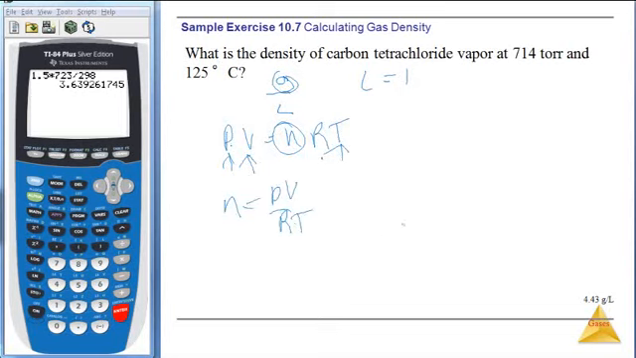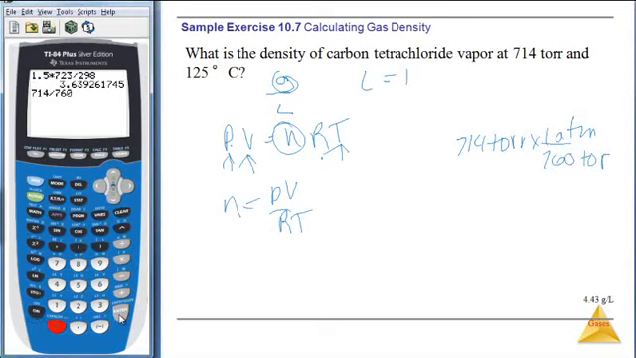My pressure is equal to 714 torr, so I'm going to convert that to atm. What I know is 760 torr is 1 atm. So 714 divided by 760 gives me 0.93. I'm going to carry as many sig figs as is reasonable, because we always want to round at the end, times my volume. My volume I'm going to assume is 1 liter.